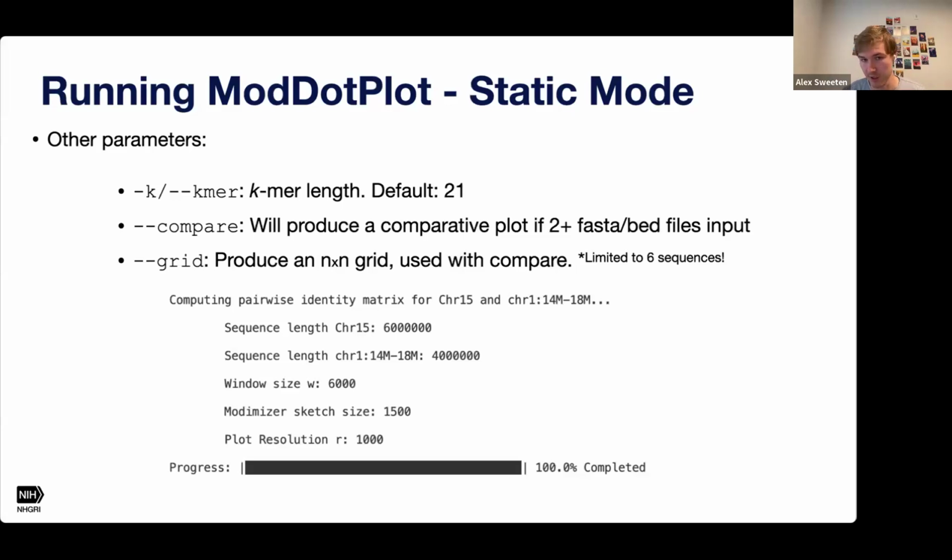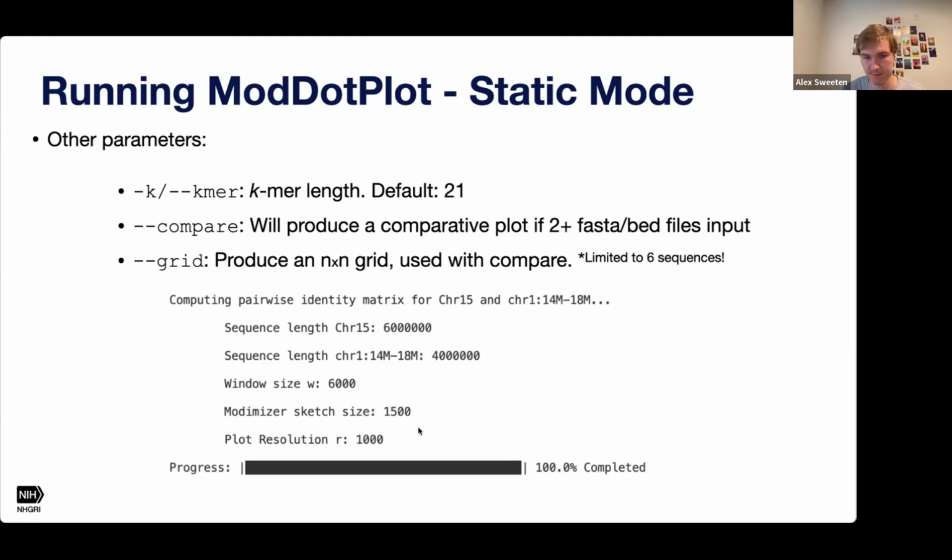Now, if you want to do a comparative plot, you can use the compare flag. This will produce a comparative plot if you have 2 or more FASTA or bed files input into your sequence. If you want to produce that nice looking grid I showed earlier, you can use the grid flag to do that as well. Although this tends to be a bit of information overload, so we limit it to 6 sequences if you're using the grid function.